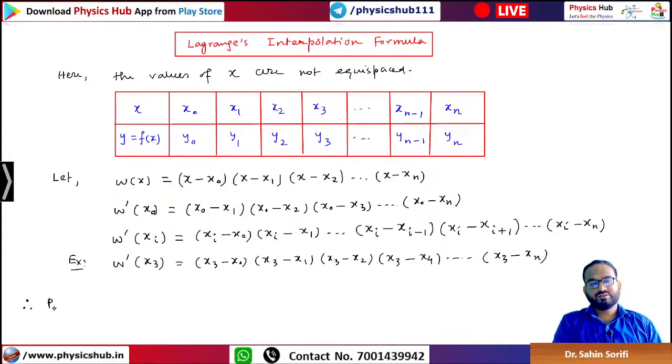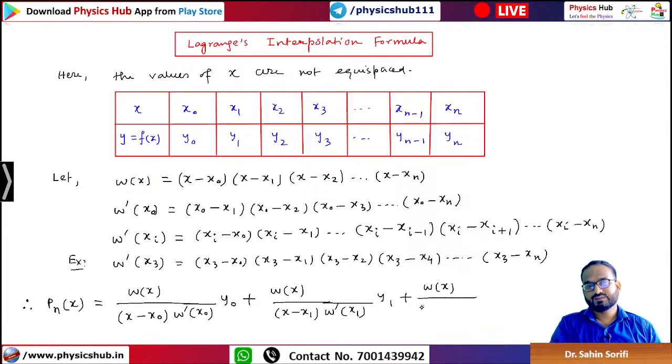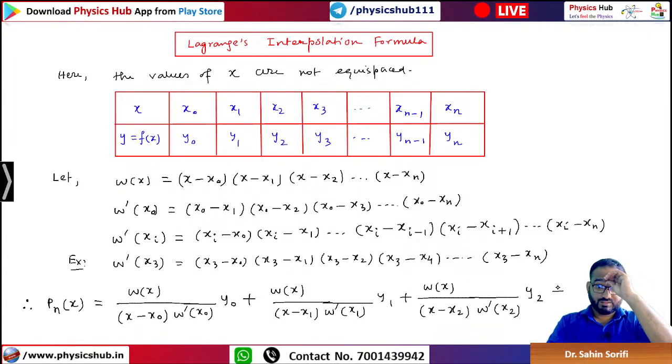And hence, if you are given to calculate any value at x, it can be written in this way: w of x divided by, this formula is a little different, okay, (x minus x0) w prime of x0 multiplied by y0, plus w of x divided by (x minus x1) w prime of x1, y1, plus w of x divided by (x minus x2) w prime of x2, prime is the derivative, okay, y2, and so on.